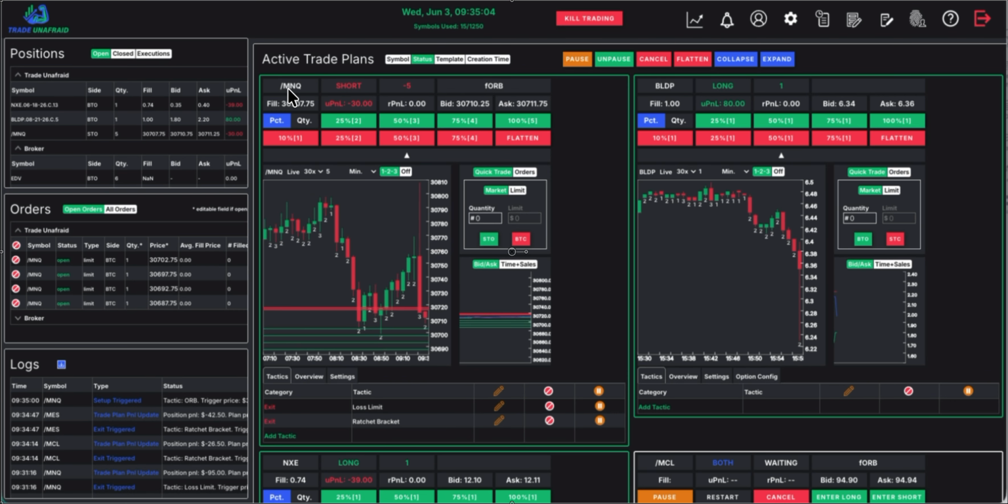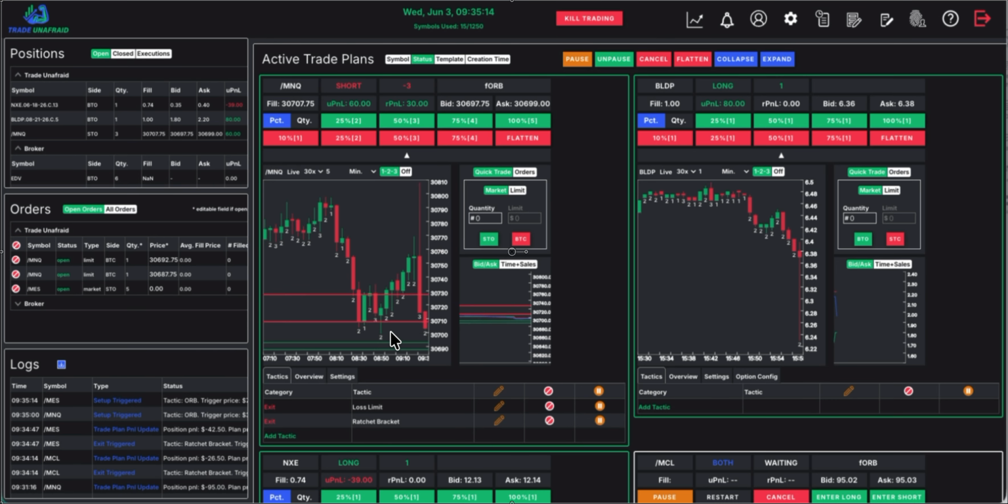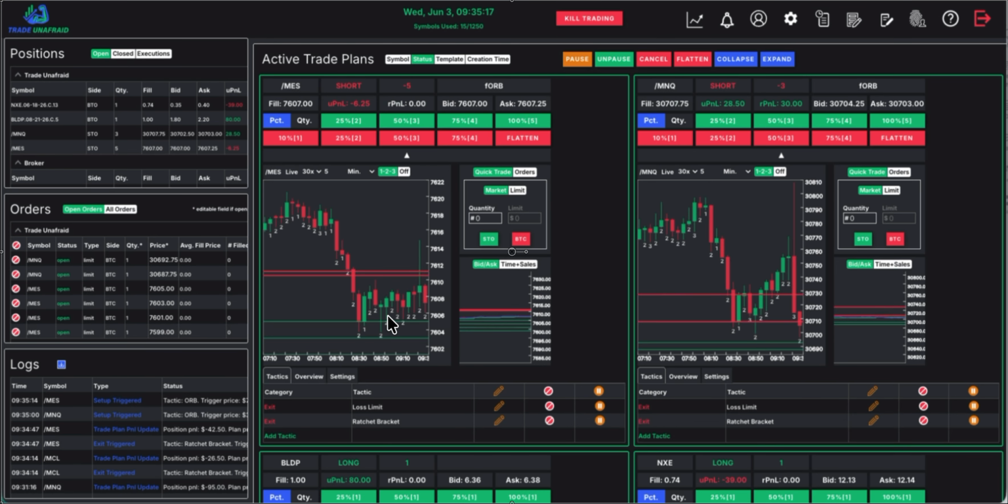And so there's MNQ, it just triggered. You see there, it's short 5. Here's the stop. There's 2 different stops there. And then here's targets. So those are the 4 targets from the ratchet bracket. It just hit one, and you see that, okay, now let me pause, because they just traded places.